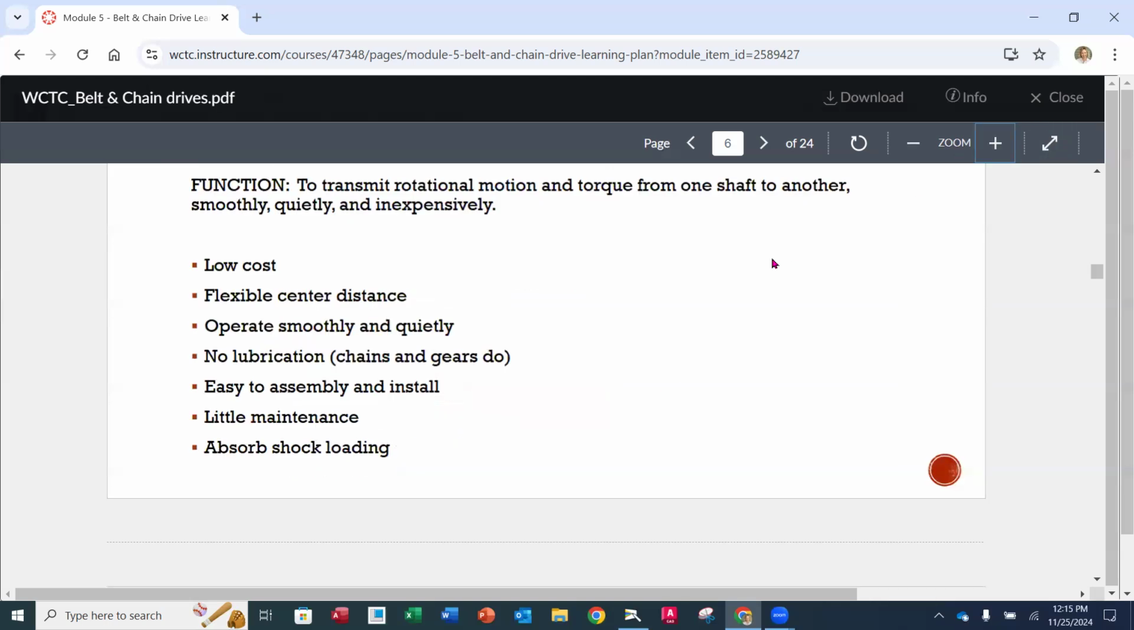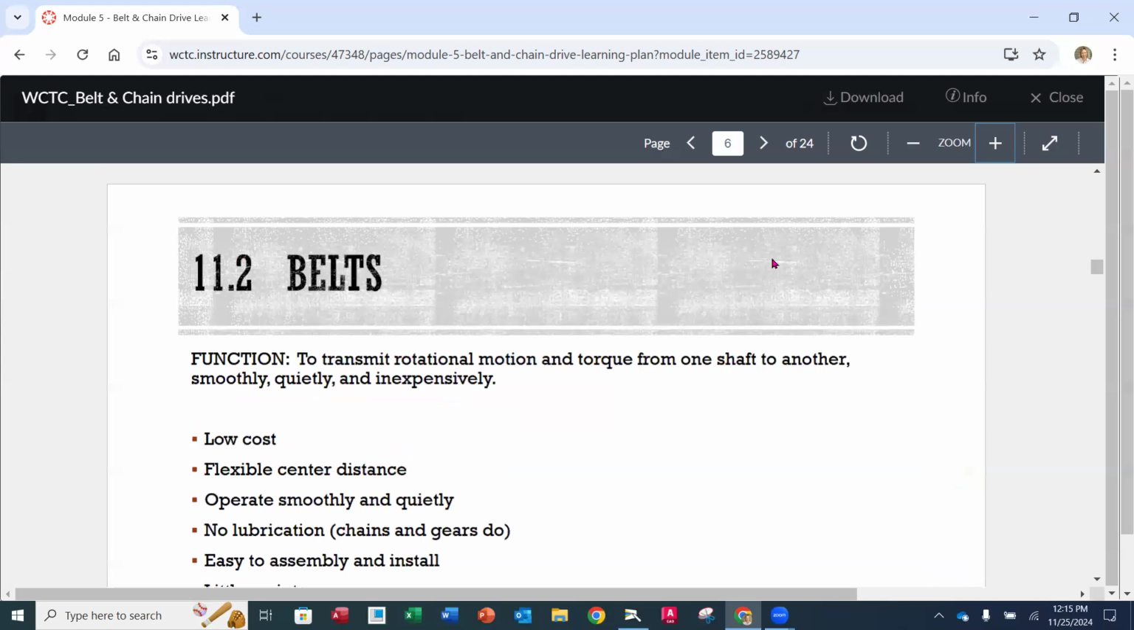I'm going to zoom in here a little bit. First and foremost, the function of a belt drive is to transmit rotational motion. That's the kinematics part. And torque, that's going to be the machine design elements part when we add force. We're not going to be worrying about forces or torques here in kinematics. We're just looking at the rotational motion at this point, and we're going to be transferring that from one shaft to another.